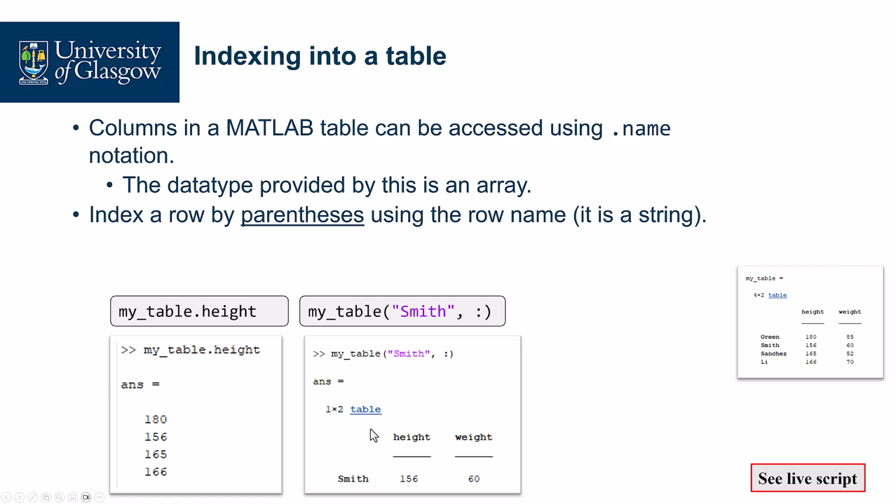Remember the return one is no longer an array. This becomes a smaller table. So the data type is table, a 1 by 2 table here.